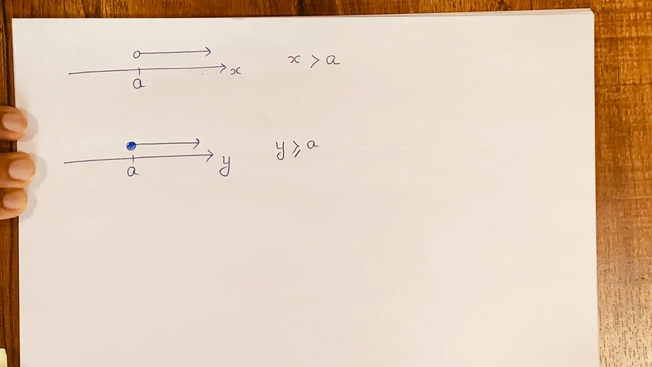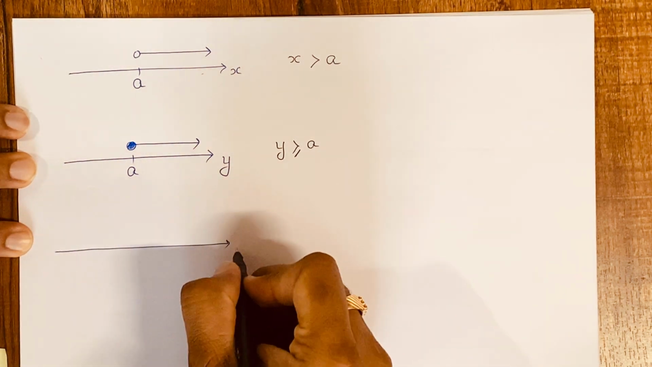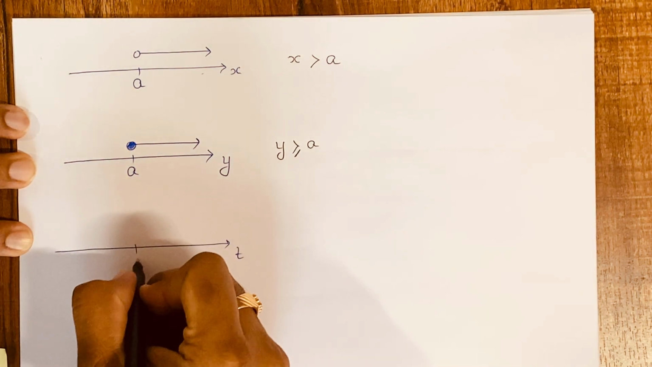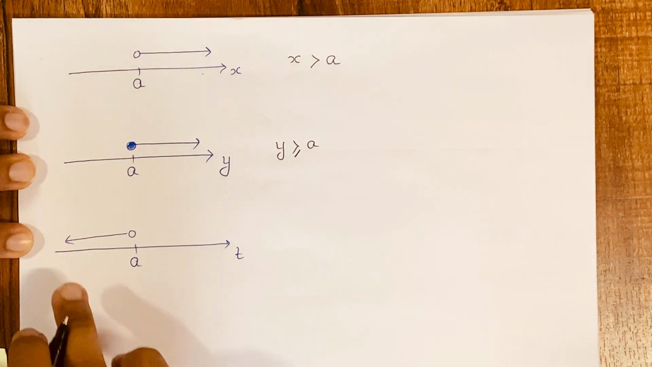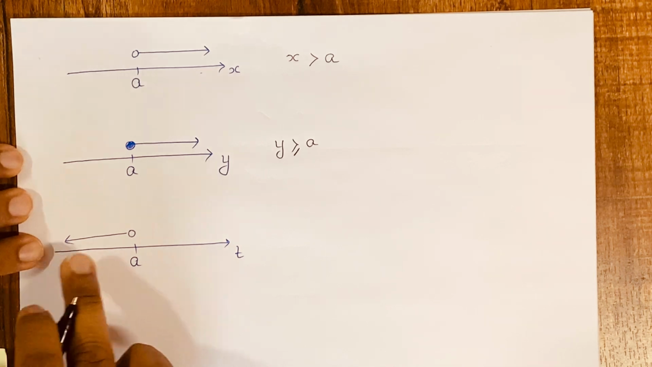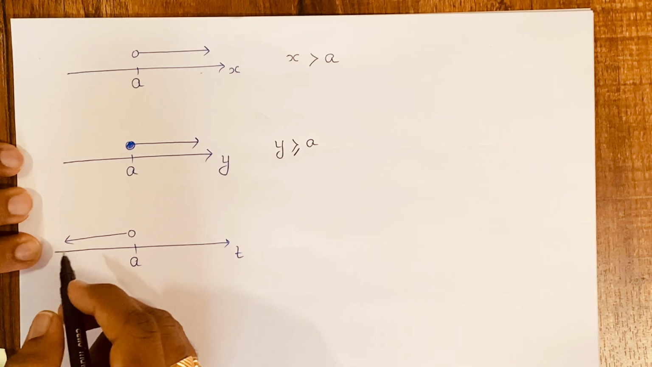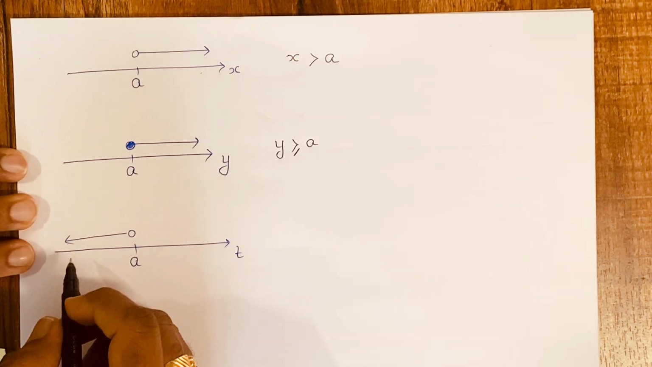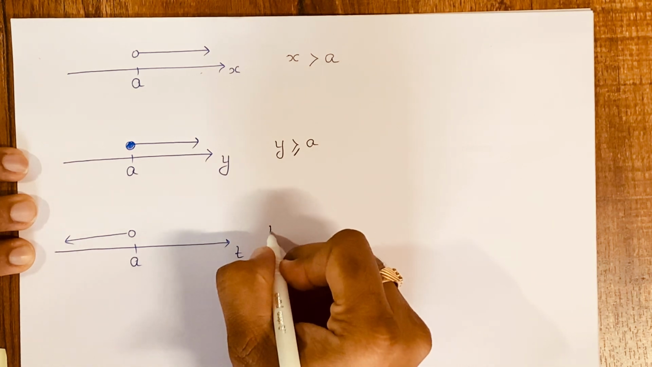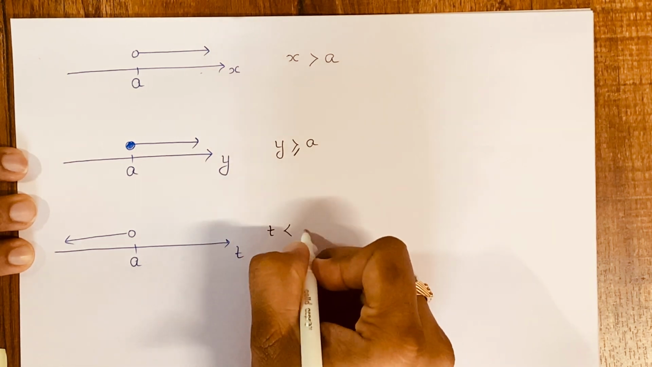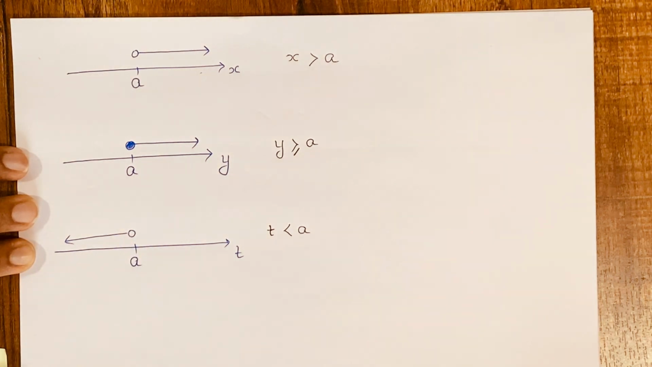Similarly, if I draw one more line and say this is T and mark this as A here, and I mark the arrow on the left hand. Marking with an arrow means it can go till infinity. If I am not marking the arrow, then I'll show you what is going to happen. In that case, the variable is T. So you are going to say T is lesser than A. Why lesser than? Because this A is not included because this is a hollow bubble.